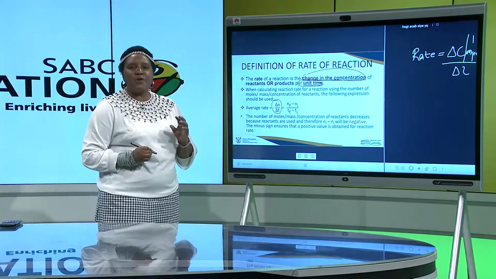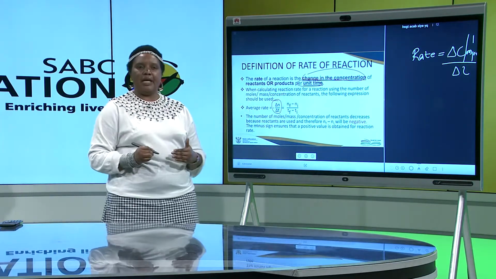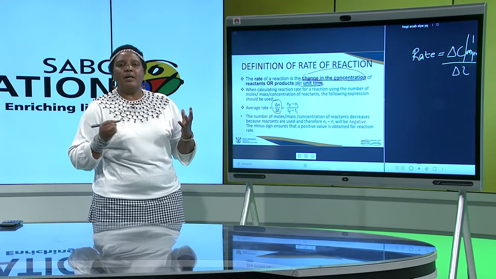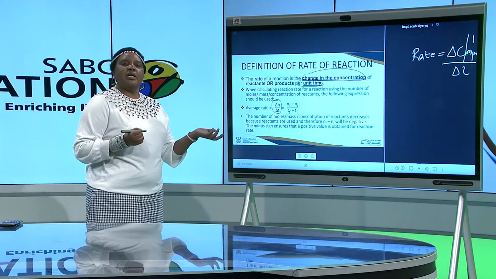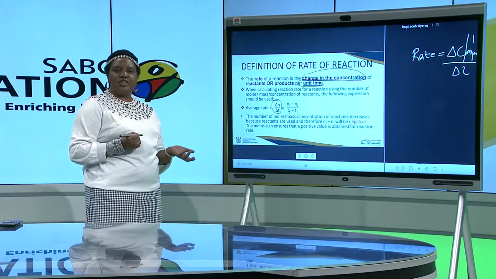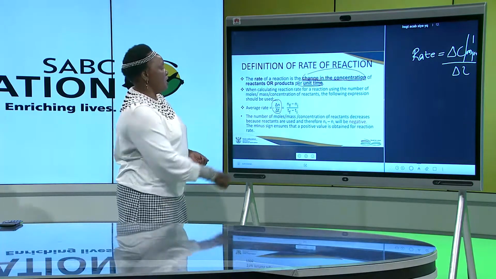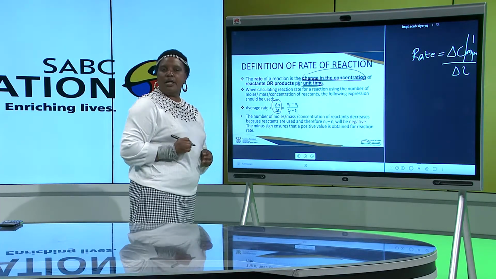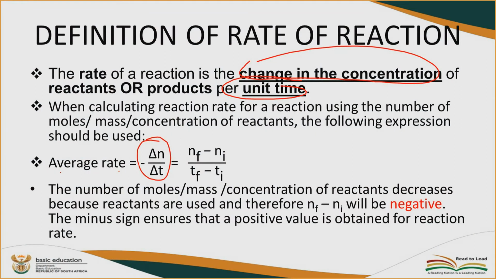So the product cannot be converted back to the reactants because there is going to be an interaction with the surrounding. So this is the reaction, the expression. Why do we have a negative? The negative is only applicable, grade 12, for when you are calculating the reactants.